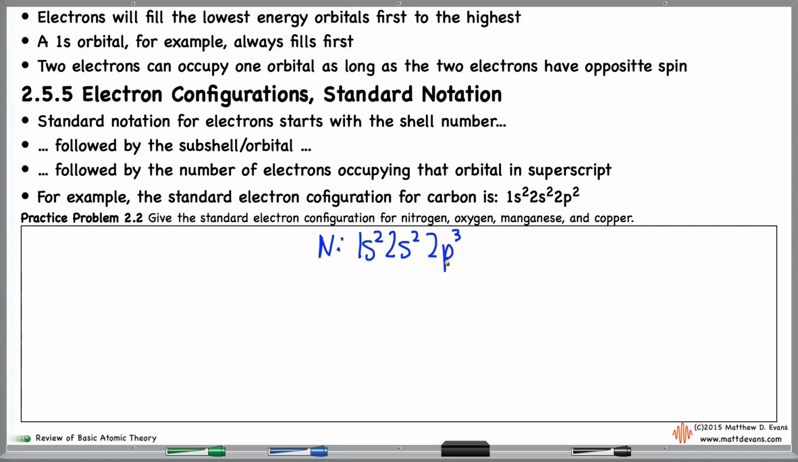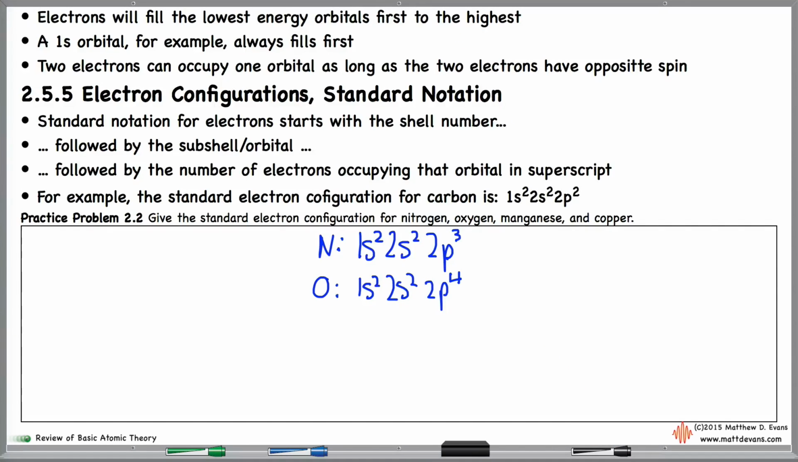Now, in standard notation, we don't make any distinction between p sub x, p sub y, and p sub z, even though those are 3 separate orbitals that are possible. But anyways, 2 is the shell, p is the subshell, and we're holding 3 electrons total in that subshell, and that's it. Okay, so that's standard notation. I think we'll just do one more because I think we'll get the hang of this pretty quick. Oxygen just has 1 more electron, so 1s2, 2s2, and then 2p4. All right, standard notation.